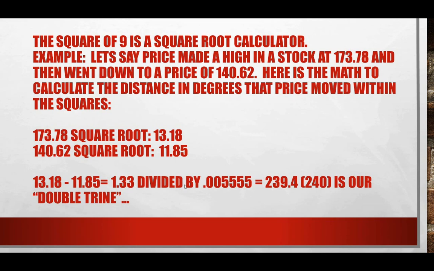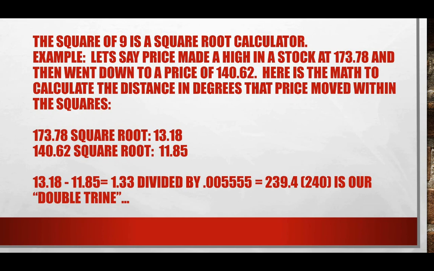And we divide that by 0.005555. And now that's the number that makes the square of 9 work. Remember, Gann didn't have these handy dandy things we call calculators. He had to do it visually. So on a calculator, this number here, 0.00555, will get you the degrees that price moved from a high to a low, or whatever you're checking there.